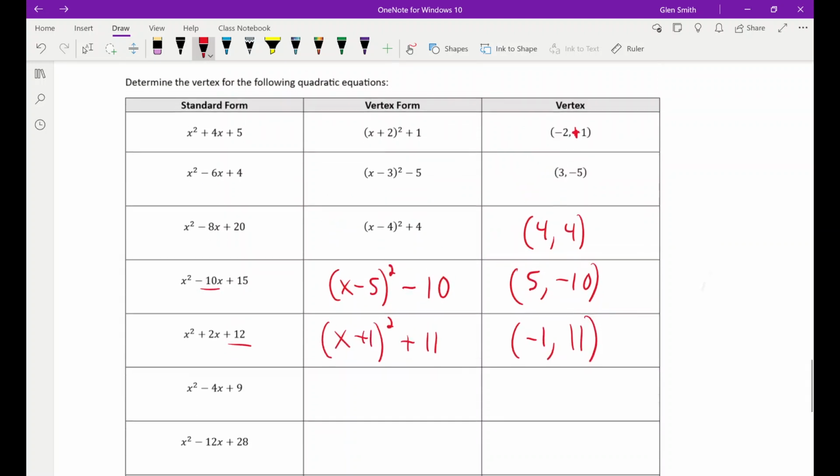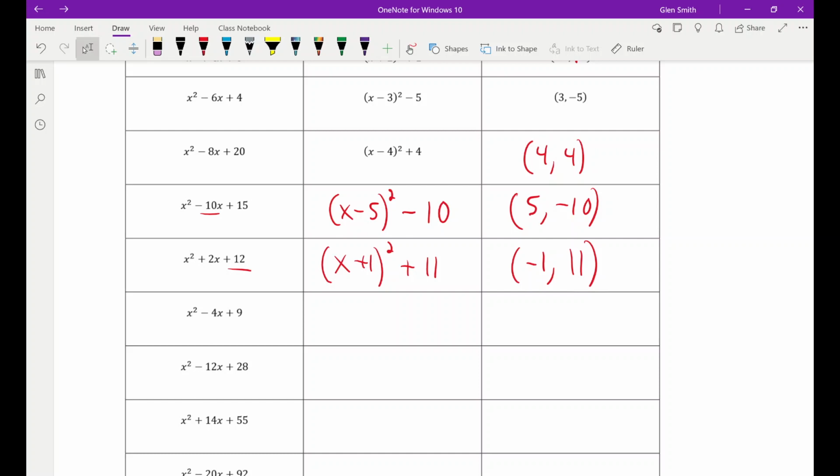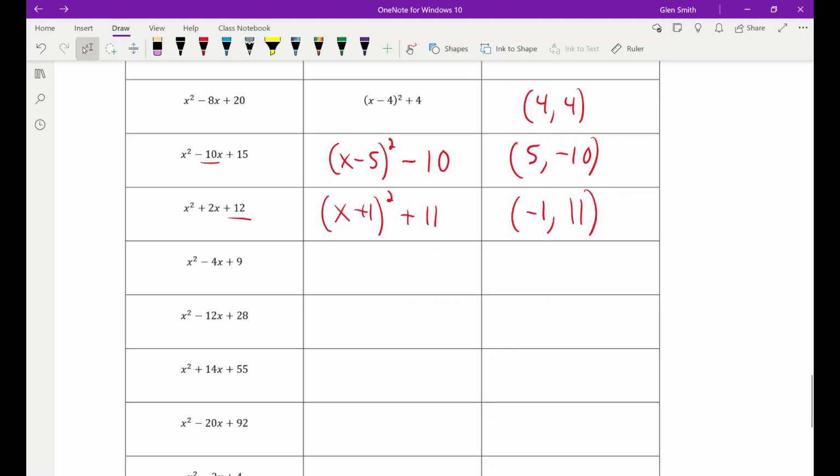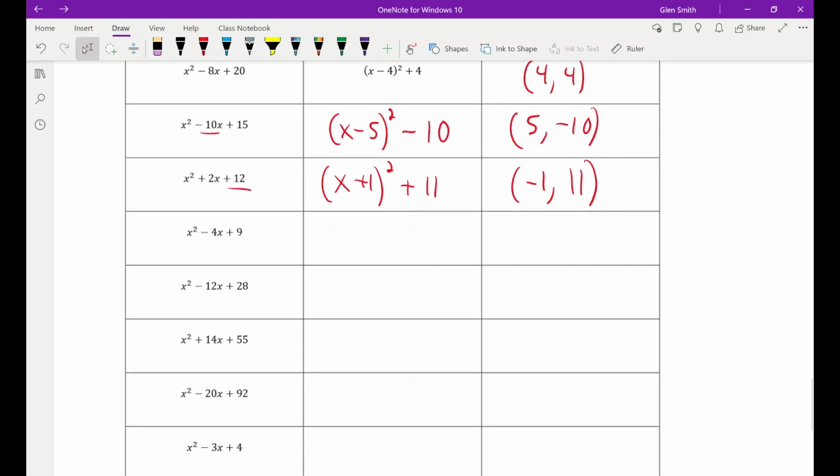Okay? And this is it to find the zeros, really. I'm going to show you in the next one. If you can get to this point, then the zeros are very easy to find. But it's finding that vertex that is really the key for this.